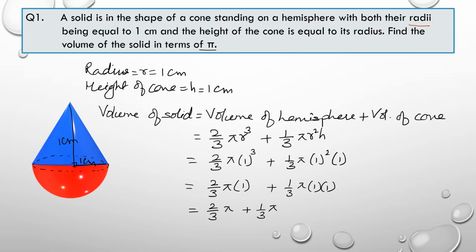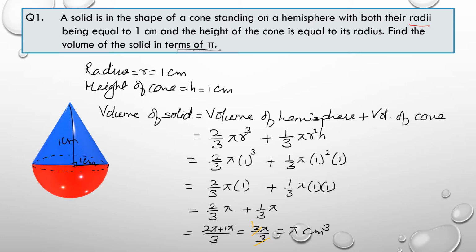We do not substitute the value of pi because the question says find the volume of the solid in terms of pi, right? So let's take LCM. So 2 pi plus 1 pi equals 3 pi by 3. These three will cancel out, so this equals pi centimeter cube. So this is the answer. The volume of this solid is pi centimeter cube.